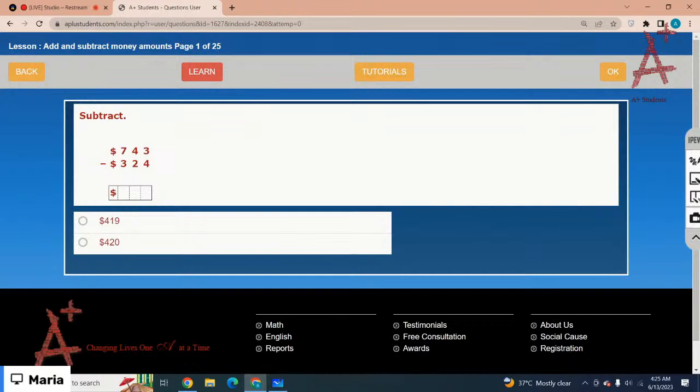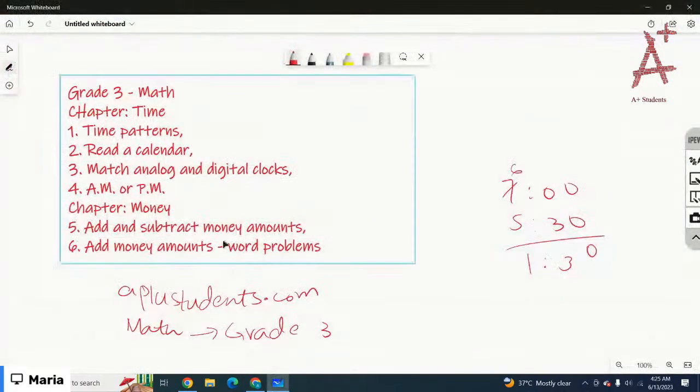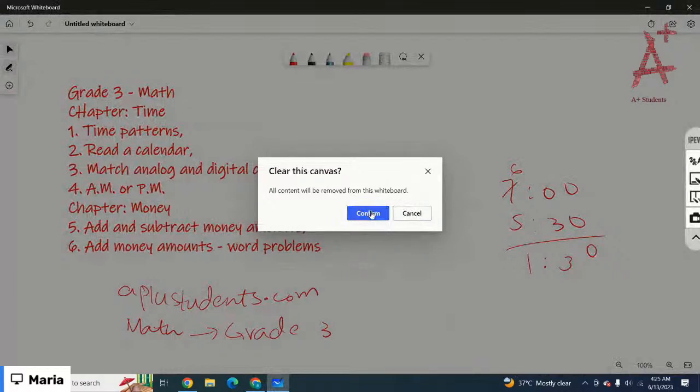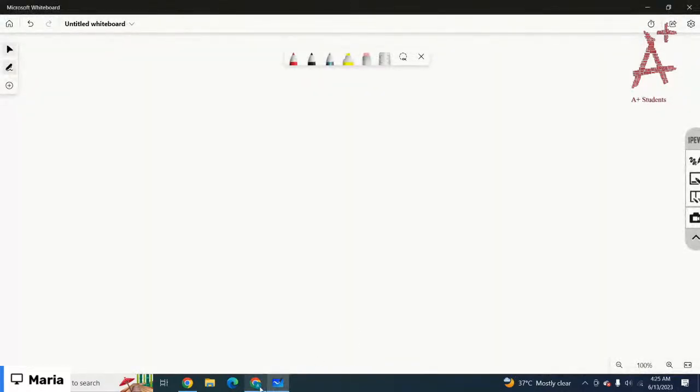That is $743 minus 324. Okay, let's just start with the rightmost number. You cannot subtract 4 out of 3. Got it? Because 3 is smaller than 4. You cannot subtract a greater number out of the smaller one. So you have to borrow 1. You borrow 1 from here, it makes 13 here. And here you are left with 3.